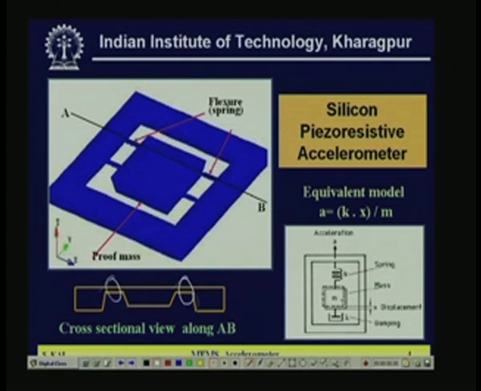Now the equivalent model of the accelerometer is shown in this picture, where you can see a spring and a mass, a spring-mass model. If you give acceleration A, and m is the probe mass, the force is equal to mass times acceleration, m into A, which is equal to k dot x. K is the spring constant and x is the displacement. So k dot x is equal to A into m, and obviously acceleration will be k dot x by m. That is the equivalent model of the particular accelerometer.